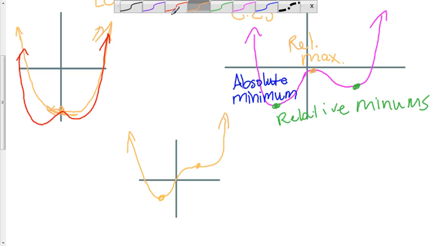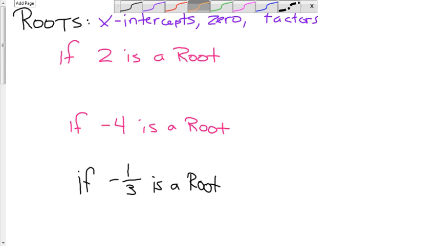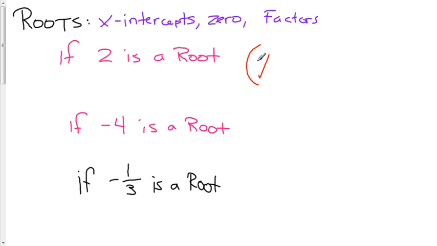Now then, with most polynomial functions, and the ones actually here that I've drawn, all of them cross the x-axis at some point. Which then they are called roots. They are also called x-intercepts of the polynomial function. They're zeros of the polynomial function, and if you know those things, then they become factors of the polynomial function. So if x minus 2 is a root of some polynomial function, then we know that x minus 2 is a factor.